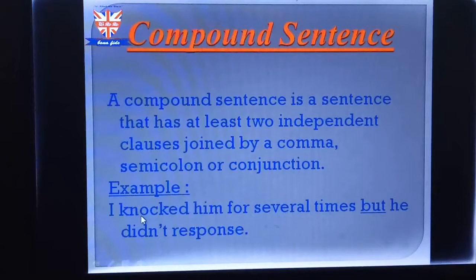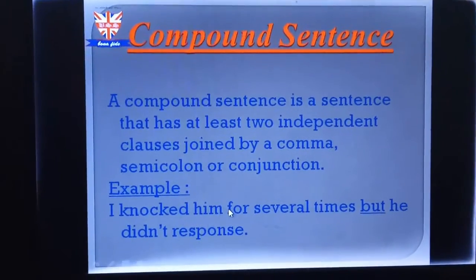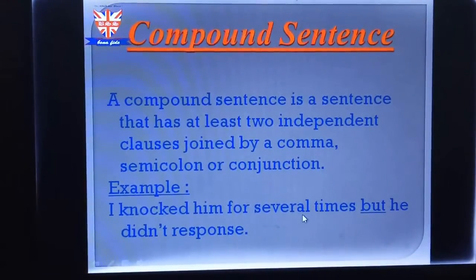You can see, if I take out the but from the sentence, it will be: I knocked him for several times, he didn't respond. Both are complete sentences, but these two are joined with the conjunction but. Okay, so this is a compound sentence. So in case of compound sentences, two sentences will be there, joined or linked with a conjunction.